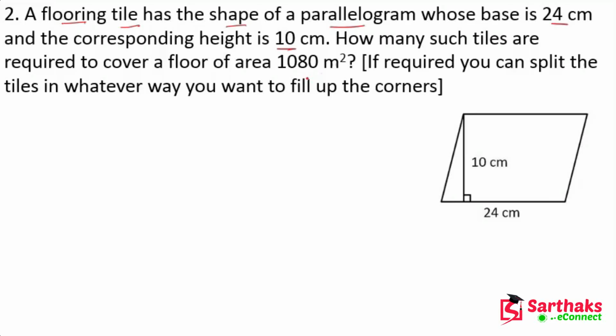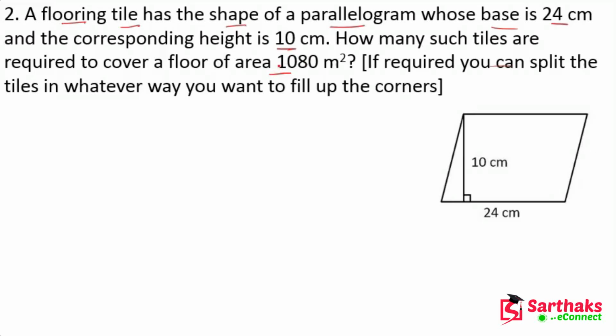square? Okay, understand? So if required, you can split the tiles in whatever way you want to fill up the corners. Okay, so here we have a dimension of one tile which is base is 24 centimeter and height is 10 centimeter. So first of all we have to find the area of one tile. Okay, so for finding the number of such tiles, we have to divide the total area of this floor by the area of one tile. Got it, my dear friend?